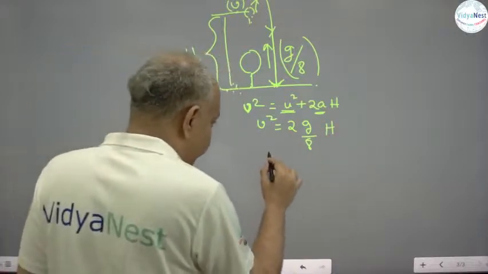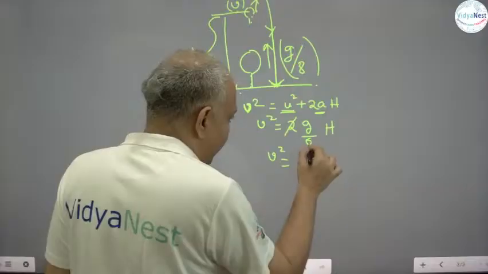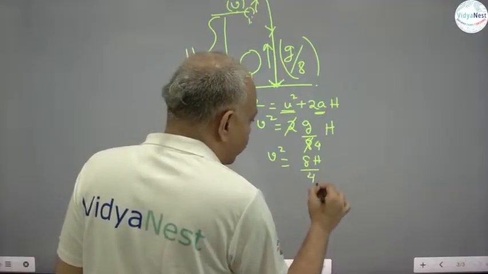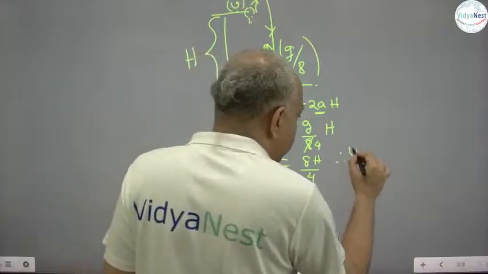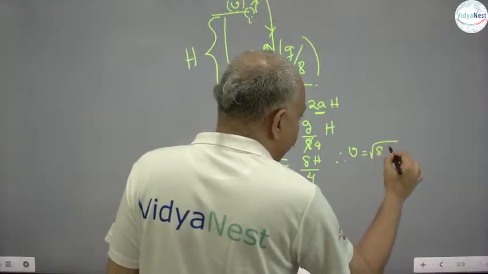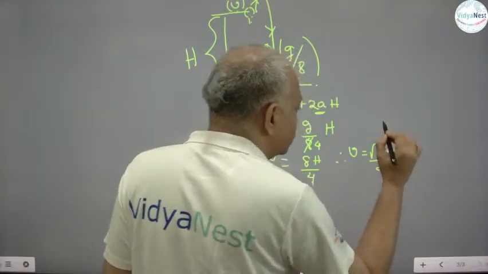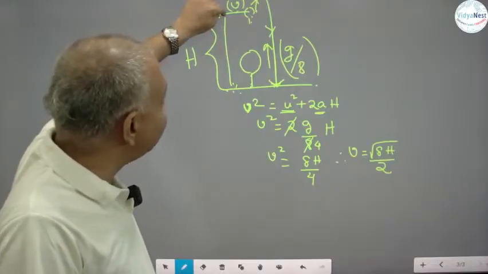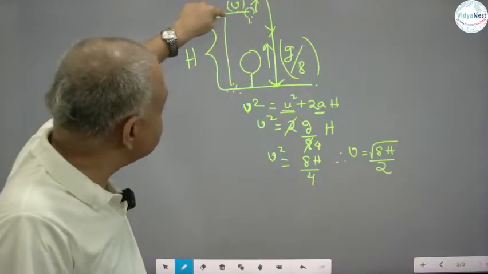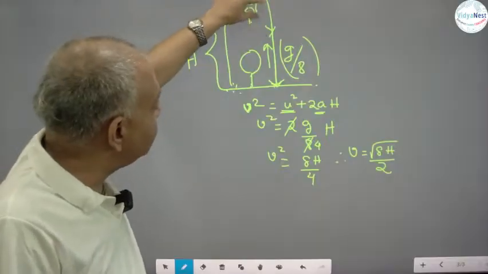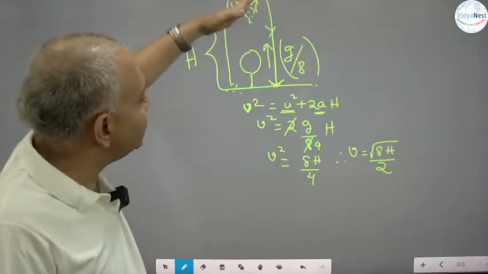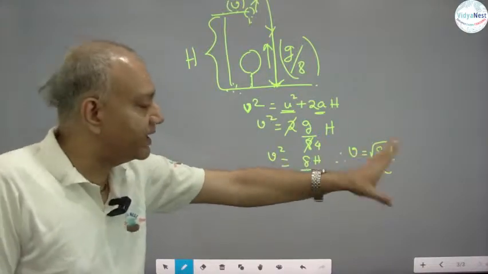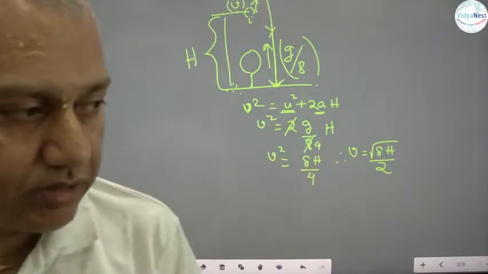So v square, we can write, 2 and 8 cancelling out, it is 4. So gh divided by 4. Therefore, v is equal to root gh divided by 2. This is the velocity that the balloon has achieved at the height h. So when a particle is released from here, that object is going to rise with this much velocity, root over gh by 2. Children, I think you're understanding my point.